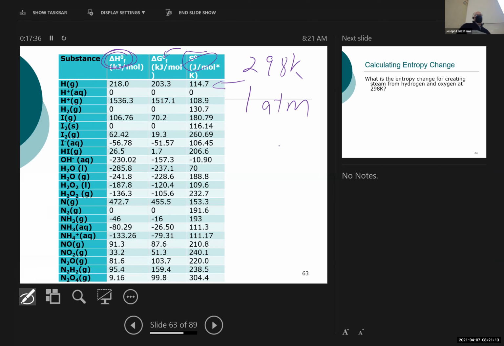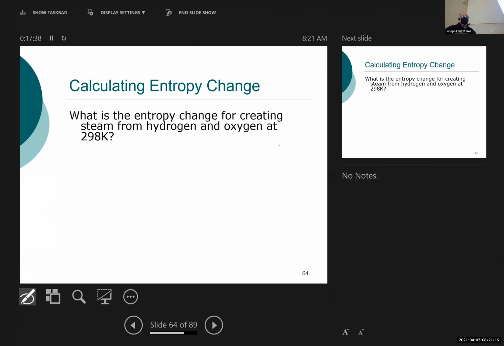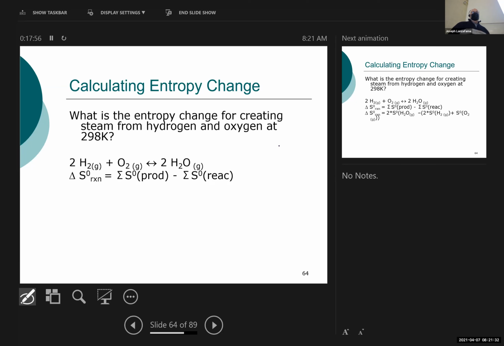And so other than that slight difference, I can do exactly with entropy what I do with enthalpy, right? Which is to calculate the change in entropy for a reaction by now looking at the individual entropies of the products and the reactants. And so, again, as always, because sign matters, it's products minus reactants, right?